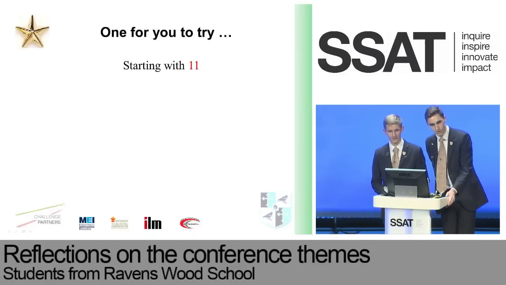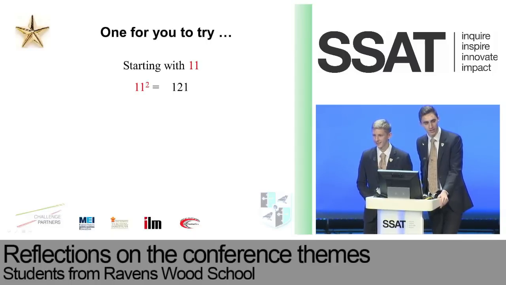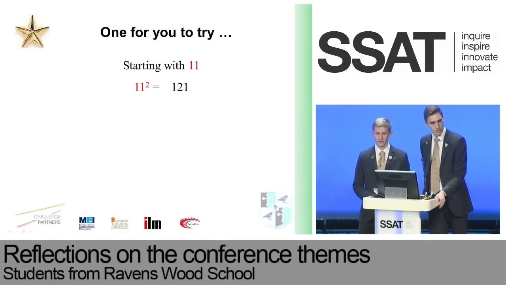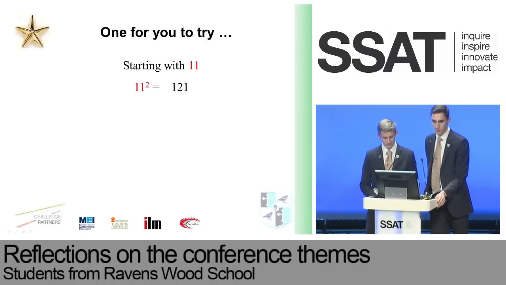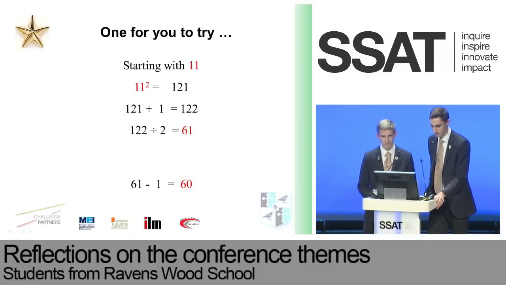So let's see what you should have got. So 11 squared is 121. When we add 1 to that is 122. Divide that by 2 and you should get 61. And 61 minus 1 is 60. So you're left with 11, 60 and 61.